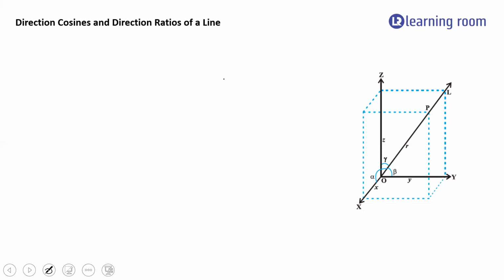So let's say the angle made by this line with the x-axis is alpha. The angle made by the line with the y-axis is beta. And the angle made by this line with the z-axis is gamma. For those 3 angles that the line makes with the different axes, if you define the cosine function, then those values are given a name called direction cosines.